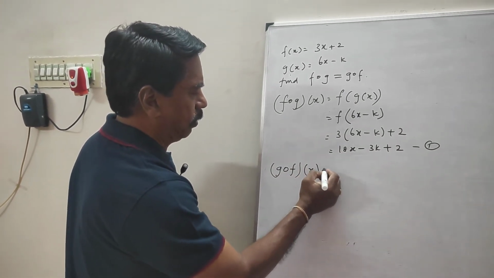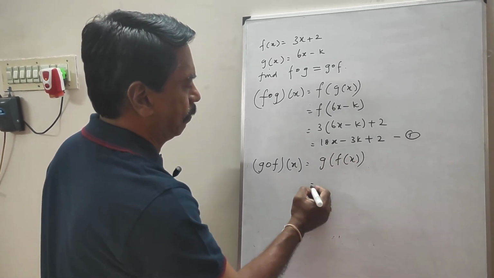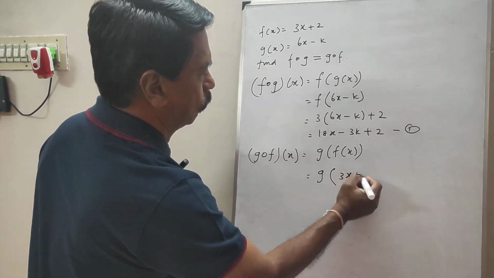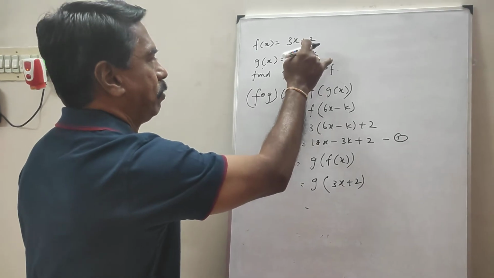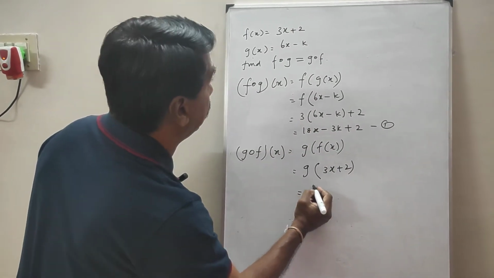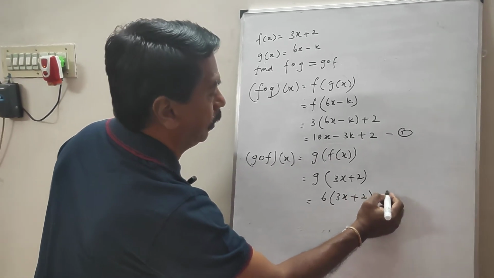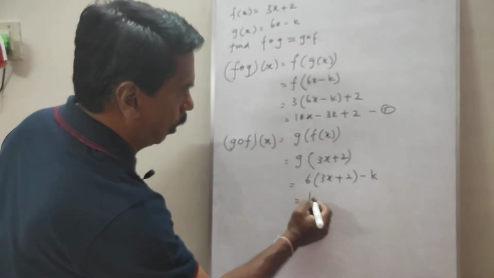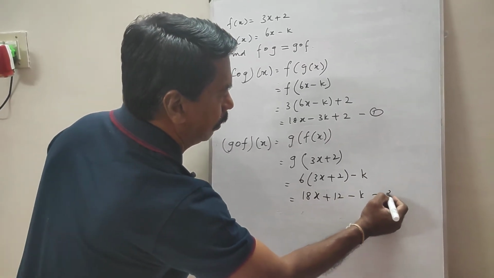Now we find g of f of x. Very simple only, not that much difficult. You follow the steps, you will get the answer. G of, what is f of x? It is 3x plus 2. Now how to find g of 3x plus 2? In the function g you substitute here. It is 6 into 3x plus 2 minus k. Then all the other terms should be written as they are. Multiply, you get 18x plus 12 minus k. This is 2.